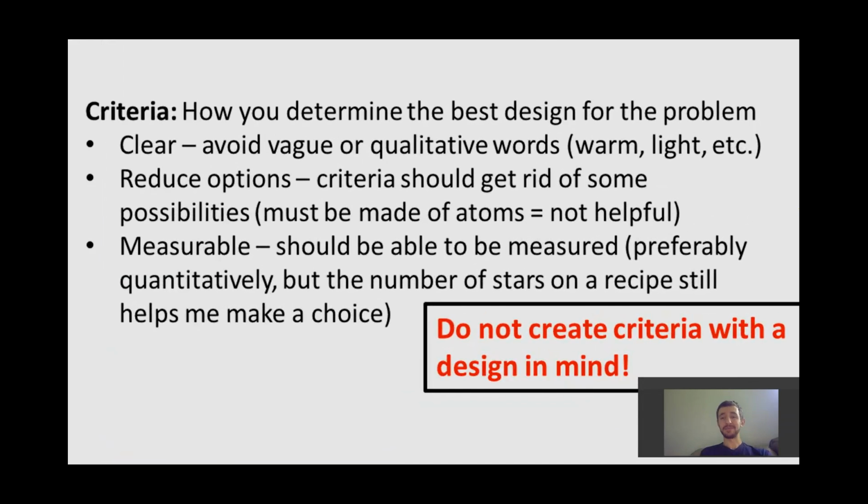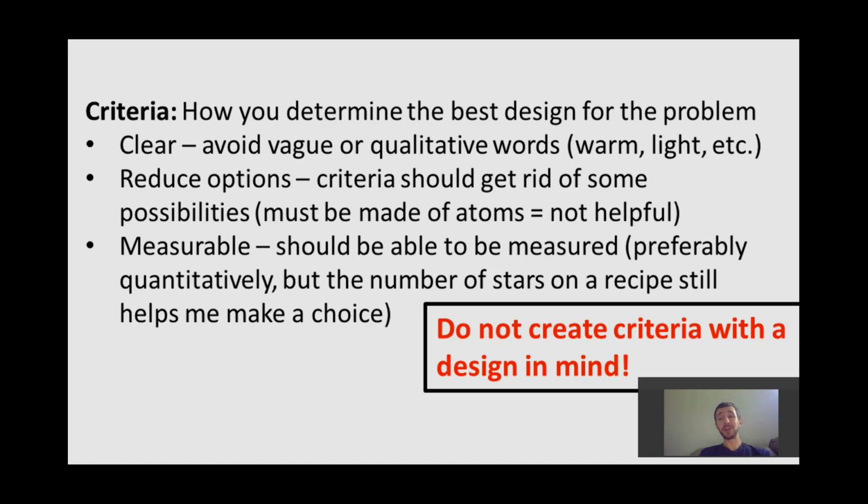Now, criteria. What determines if you're successful? It should be clear, for one. Avoid vague or qualitative words like warm, light, easy. It should reduce options. It needs to get rid of some possibilities. Must be made of atoms. Okay, so that's pretty much everything. It should be measurable, preferably quantitatively, but honestly, think about recipes.